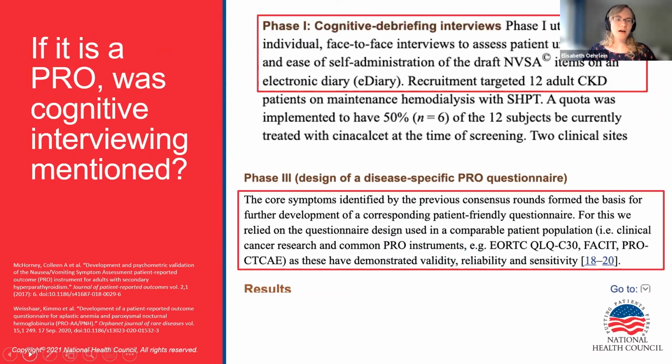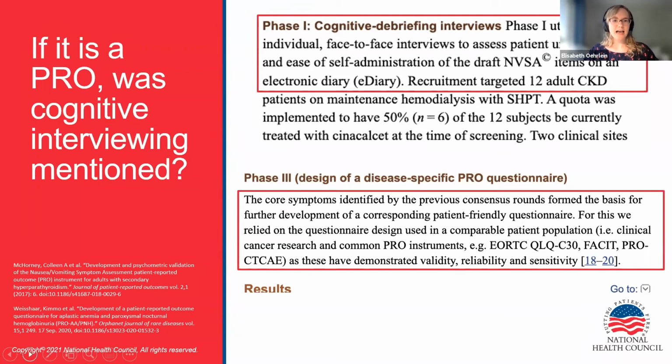So now I wanted to show a couple of examples of, if it's a patient-reported outcome, was cognitive interviewing mentioned? This is a really important step in terms of ensuring that measures are patient-centered, because it's really to make sure that patients can understand what they're being asked and that they are responding to the questions that you think that you're asking them. And so here's an example of a study where they're very clear about what their cognitive debriefing interviews look like. They ask patients to go through a draft version of the questionnaire and to talk about their understanding and then the ease of administration of that particular measure.